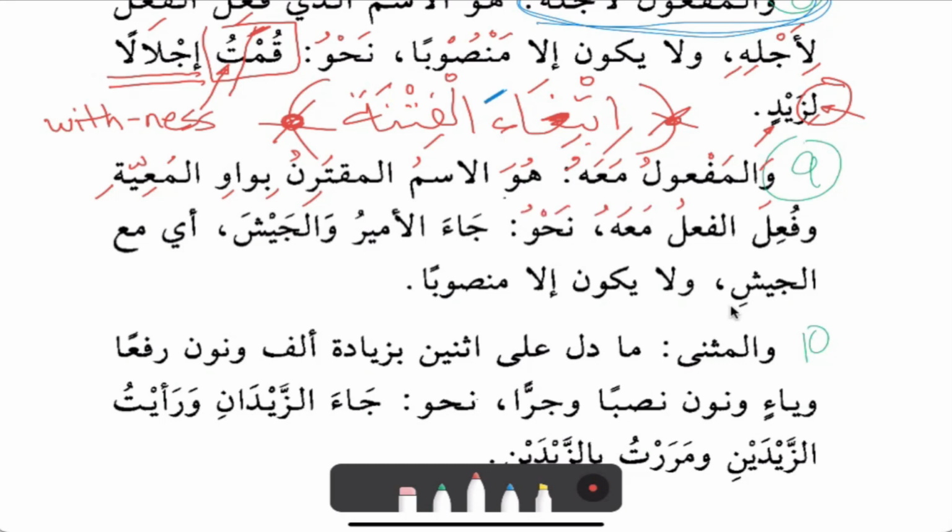Nahu, such as جاء الأمير والجيش. The prince came with the army, or the general came with the army. So this is waw al-ma'iyyah, not waw al-atf. Meaning ma'a al-jaysh, with the army. Ma'a al-jaysh, with the army. وَلَا يَكُونُ إِلَّا مَنْصُوبًا. And it would not be but accusative.